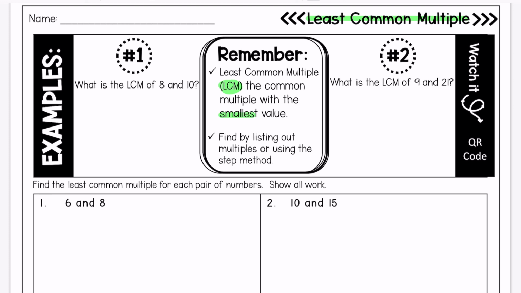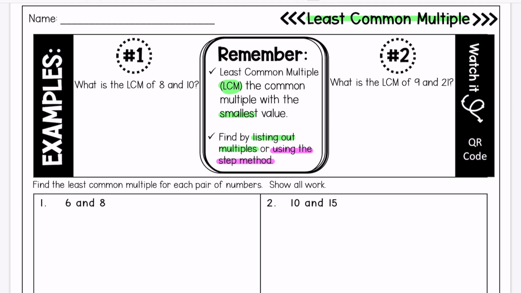You're going to find it by listing out the multiples, or you can also use the step method, and I will explain both of them. This step method is the same method that we used with greatest common factor. It's just we get our answer from a different part.